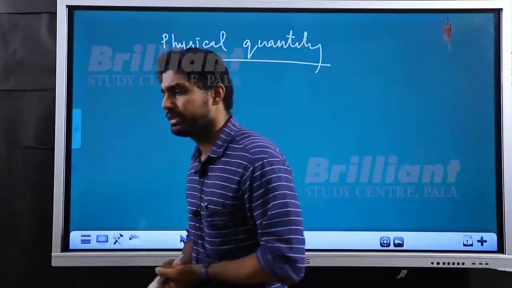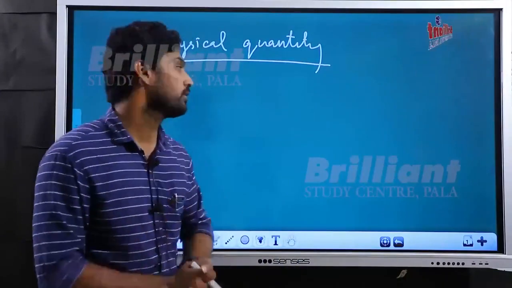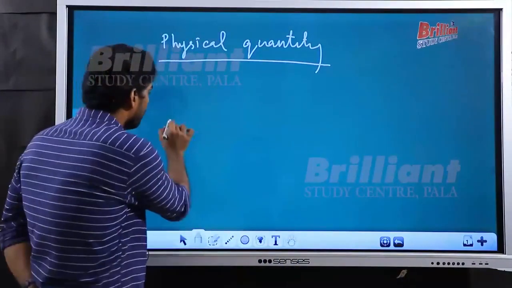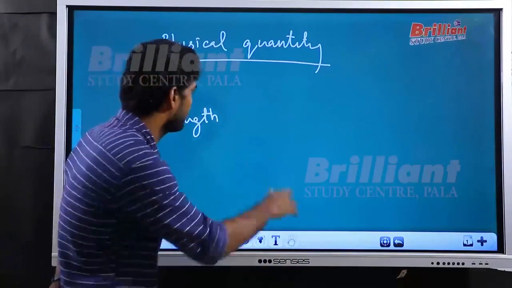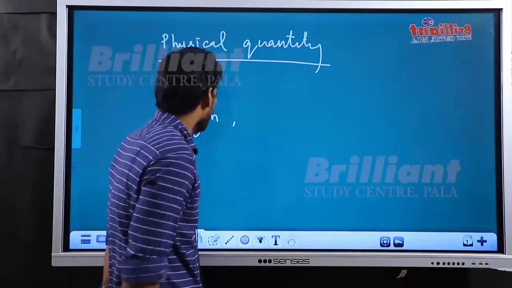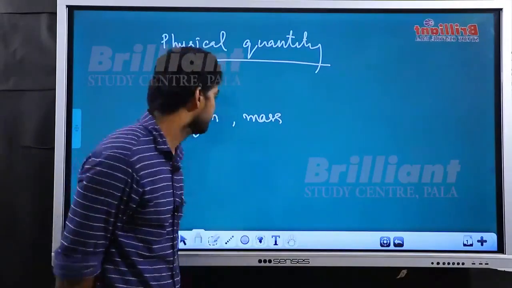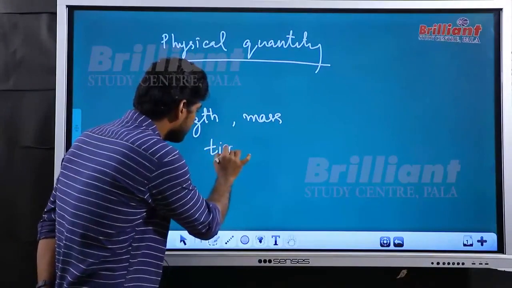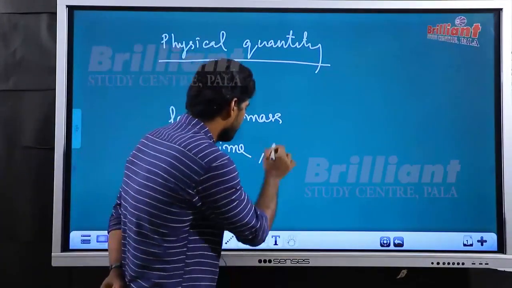Still, I didn't say how we can define physical quantities. Suppose, let's consider something. Length, like I've mentioned, is a quantity. Mass. Then time. And I'm mentioning another thing, beauty.